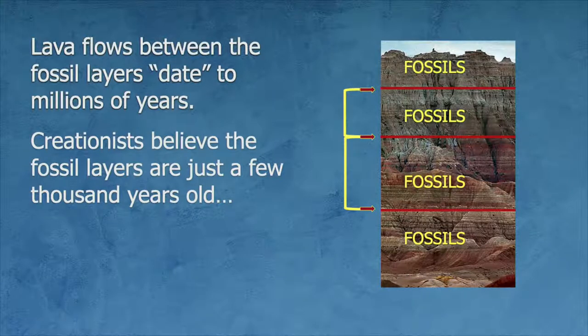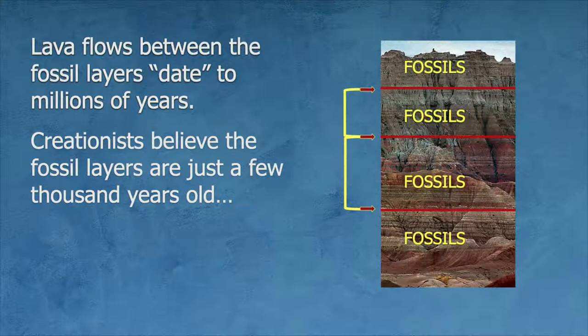Now, creationists, obviously, believe that the fossil layers are just a few thousand years old. And one question that creationists are still trying to figure out is that the lava flows between the fossil layers date, using that dating method, to millions of years. So how can we answer that question?